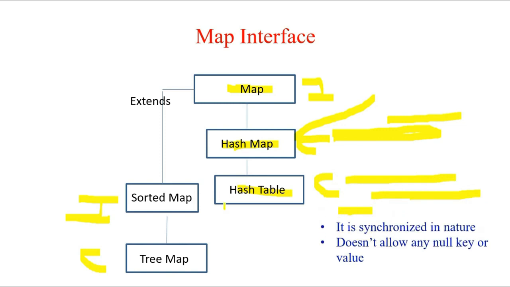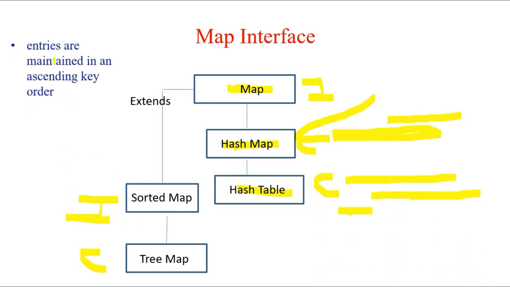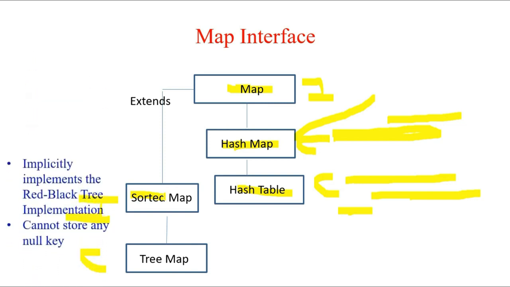Now, moving ahead to SortedMap, all the entries are maintained in ascending order here. So this is how the sorted ones always are, right? It is always sorted. So it's the ascending order in which the objects are maintained. The best way to do that is to implicitly use a red-black tree implementation for the sorting purpose, and it cannot store any null keys, just like the Hashtable. So that was all about the map interfaces and the complete collection hierarchy. You should remember each and every unique thing I've told you in this particular question.